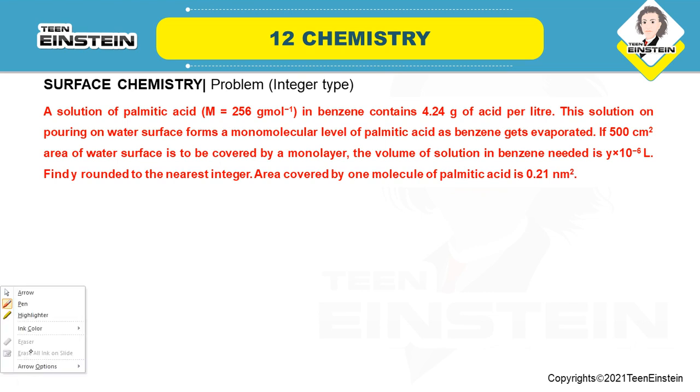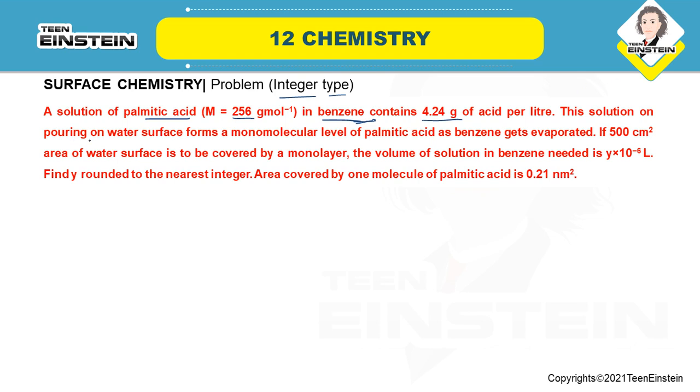We have a problem here. The problem is integer type. Solution of palmitic acid, which is a type of fatty acid. Molecular weight given is 256 gram per mole. It is taken in benzene. You can understand, as there is a non-polar part in this type of fatty acid molecule, they can dissolve in benzene, because benzene is also non-polar. And here 4.2 gram of the acid is present per liter of benzene. So now you know the concentration.